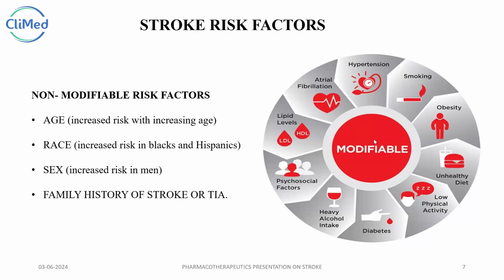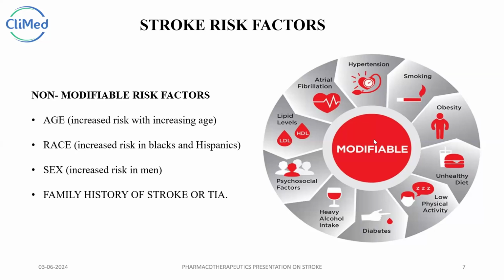Now, what are the non-modifiable risk factors? That includes age, race, sex, and family history of stroke or transient ischemic attack. Age: we know that with increasing age, the risk of stroke increases. Considering race, there is an increased risk of stroke in Black and Hispanic populations.